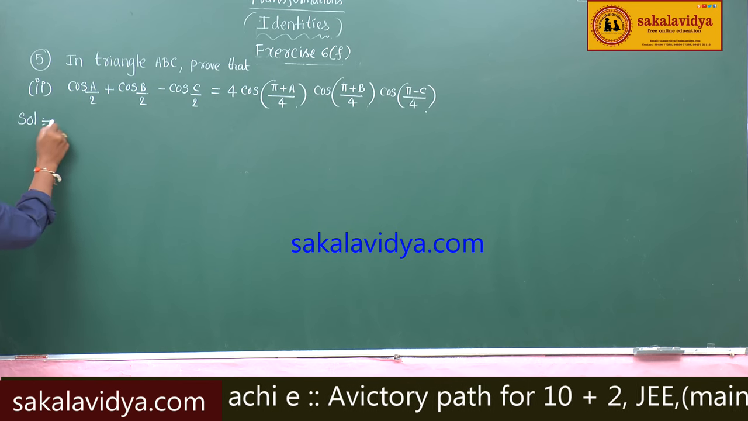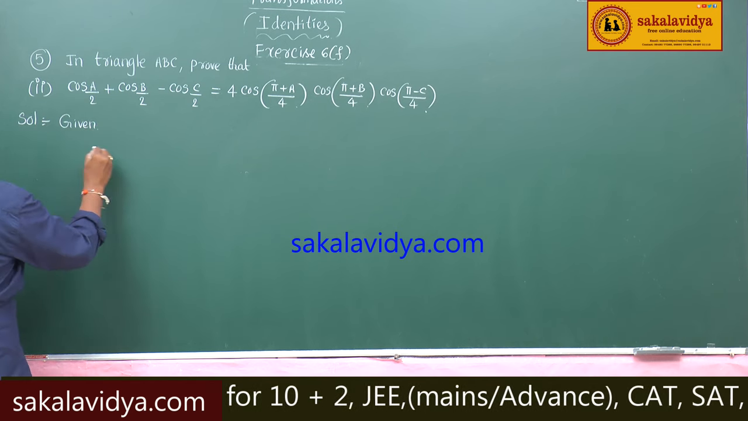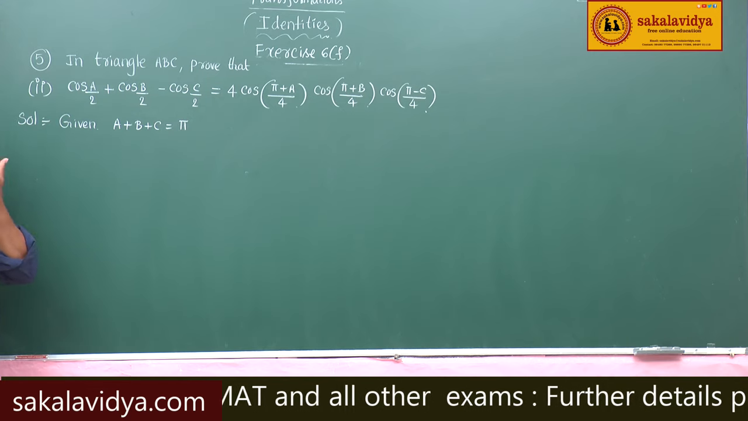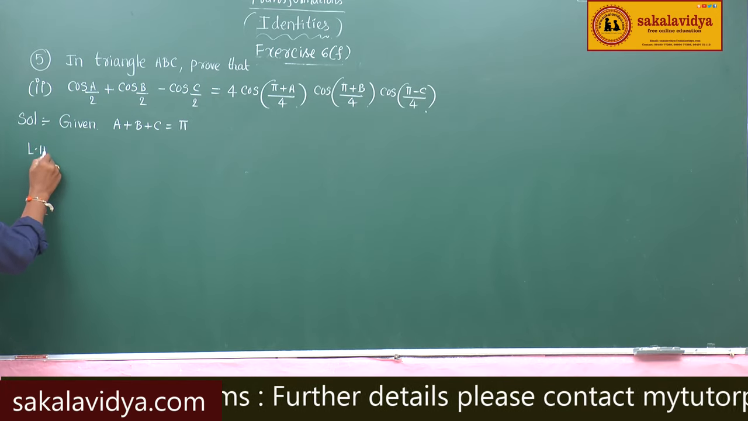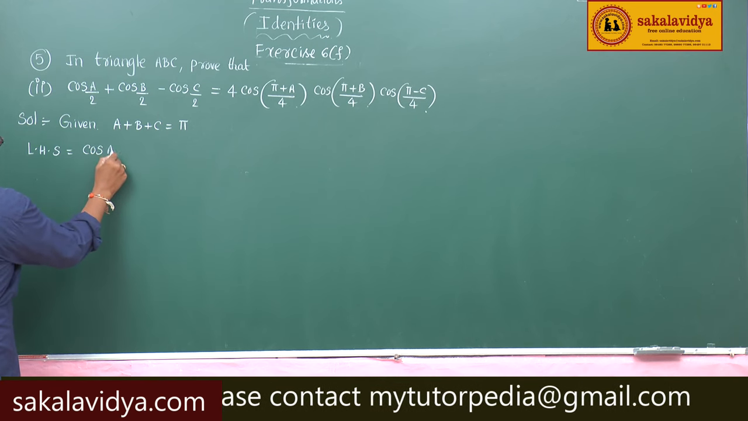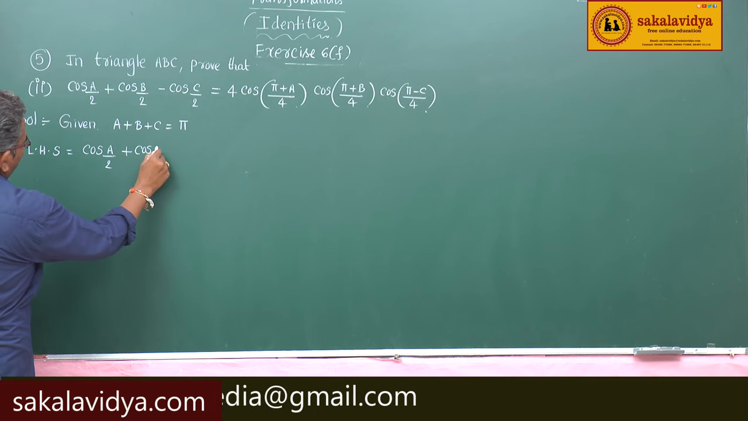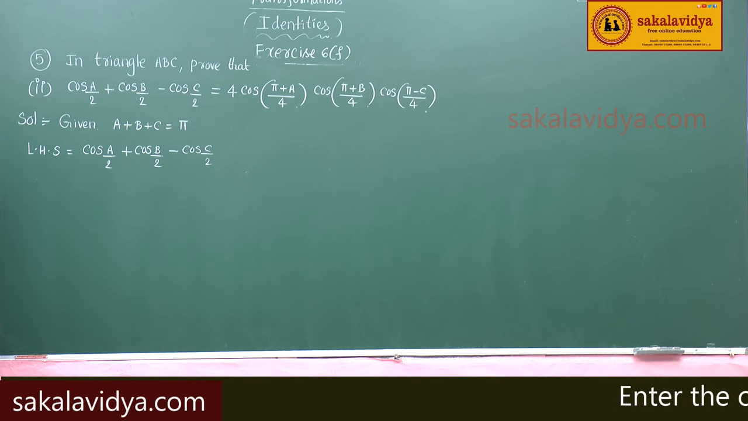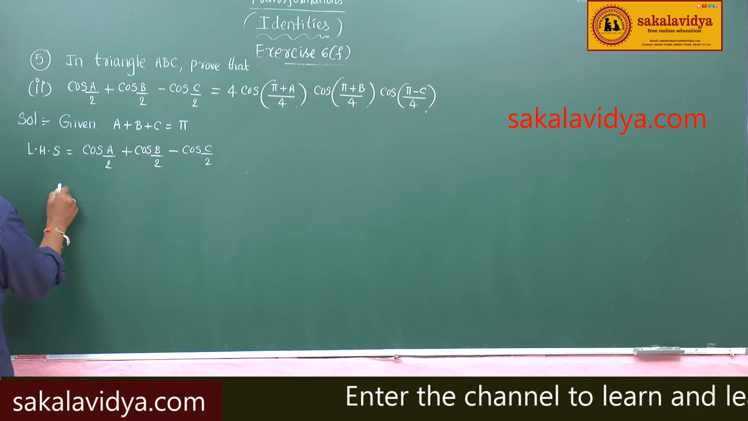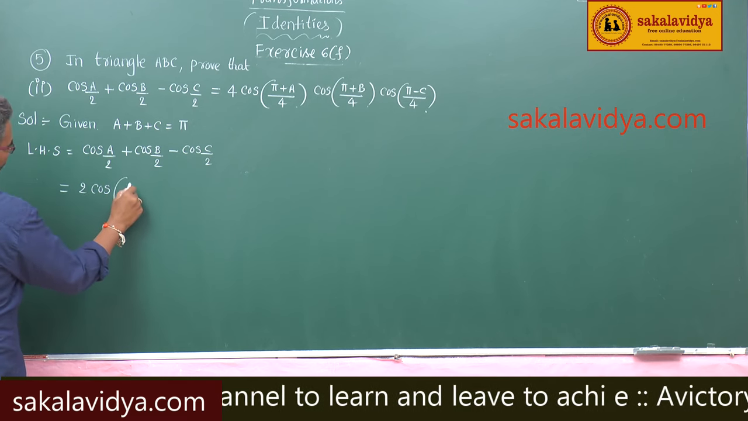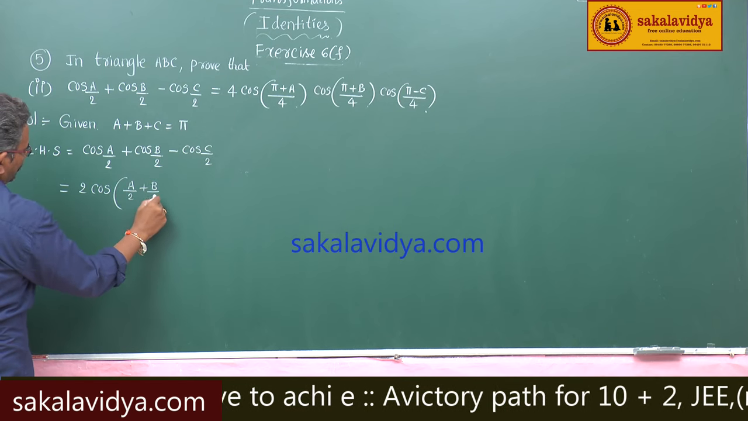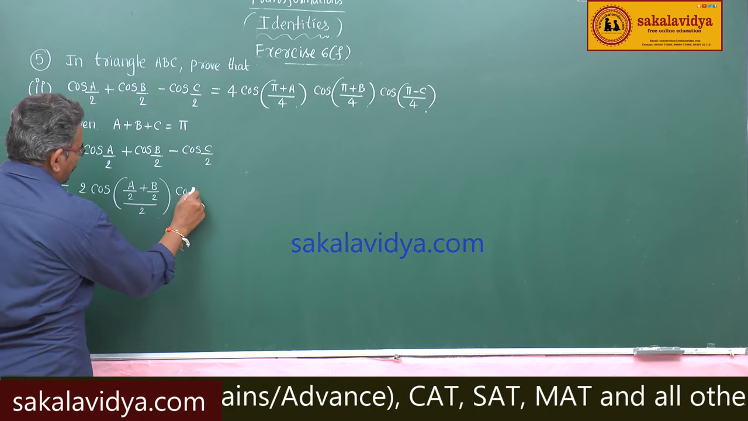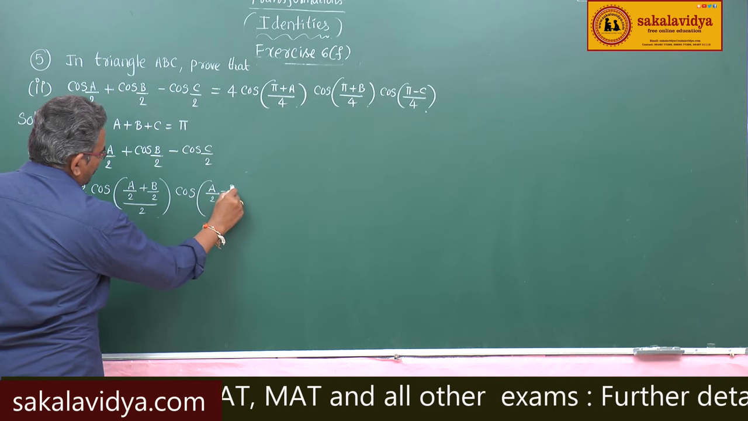Solution: given A + B + C = π, or 180, whatever it may be, same only. Left hand side: cos A/2 + cos B/2 − cos C/2. So first let us apply cos C + cos D: 2 cos of ((A/2 + B/2)/2) cos of ((A/2 − B/2)/2).